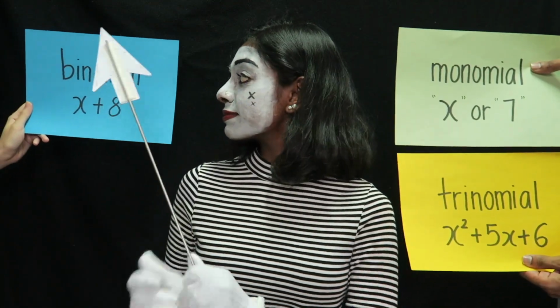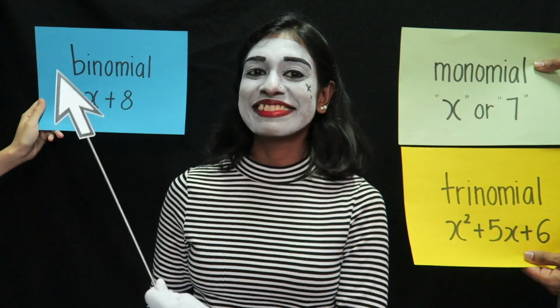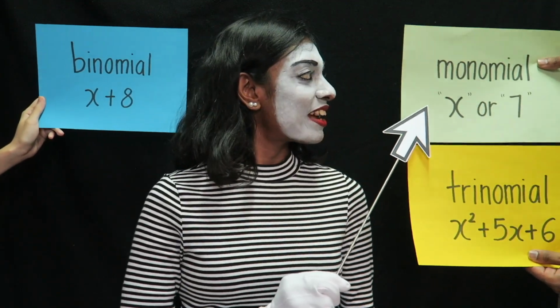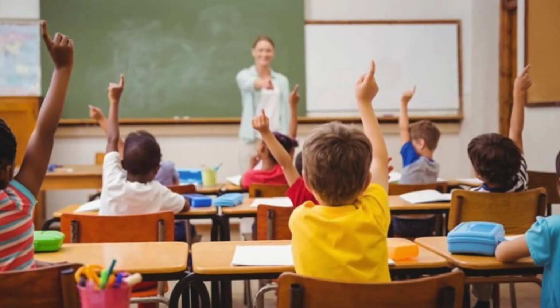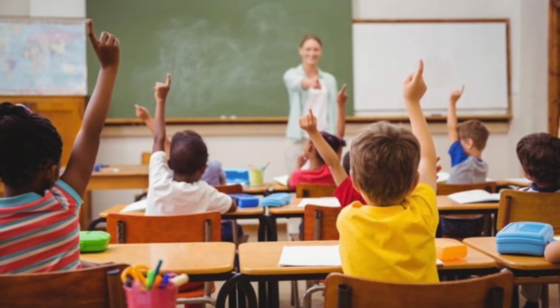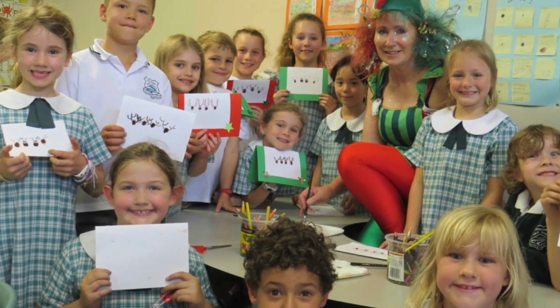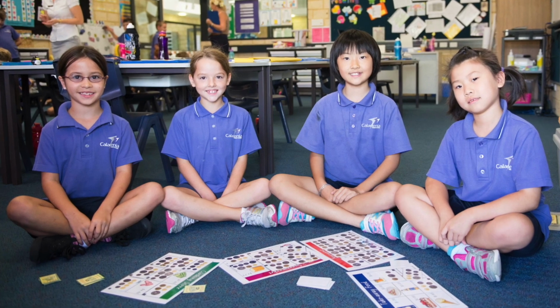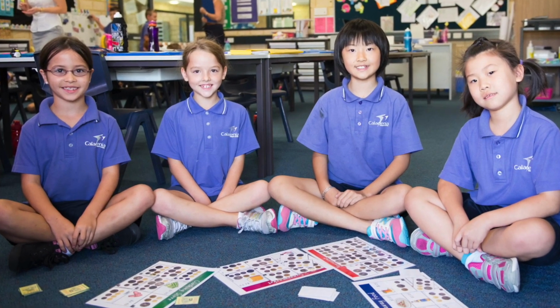However, the strategy FOIL is not applicable when multiplying a binomial with a monomial or a trinomial. As teachers, we will have students with different abilities in mathematics. Hence, it is important for us to differentiate our task or question.